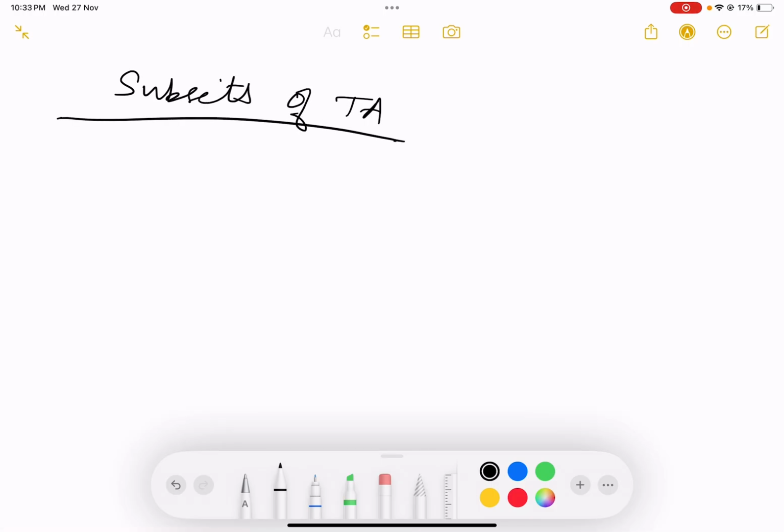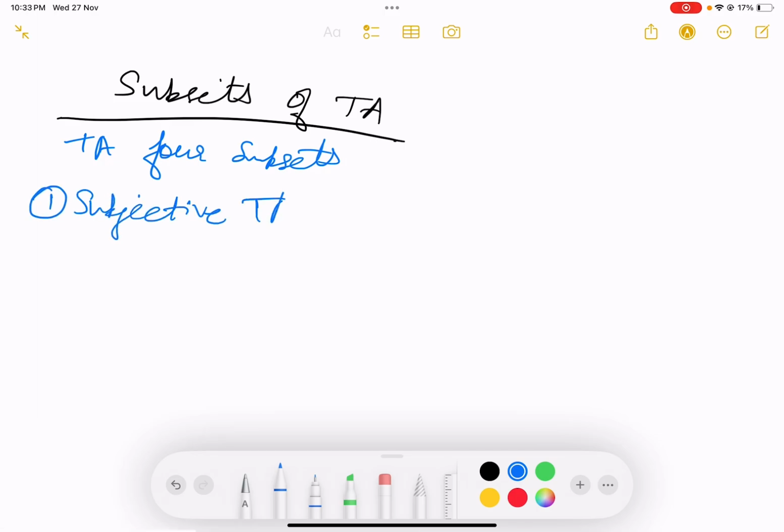Now let's talk about the subsets of technical analysis. You need to know that technical analysis is comprised of four subsets. The first is subjective TA. You know what subjective technical analysis is. The second is objective TA. There will be no bias in this. You can straight up load it.